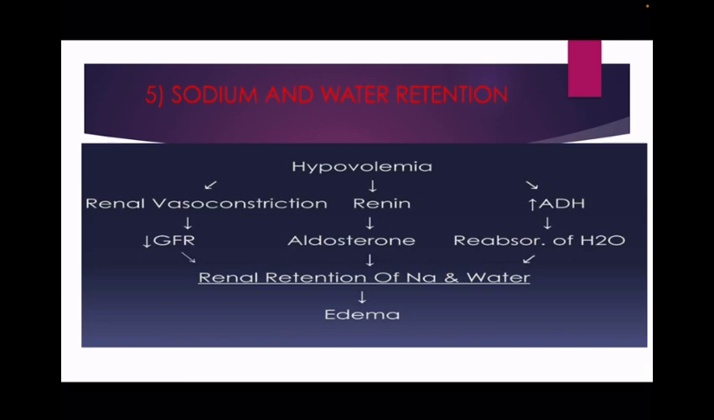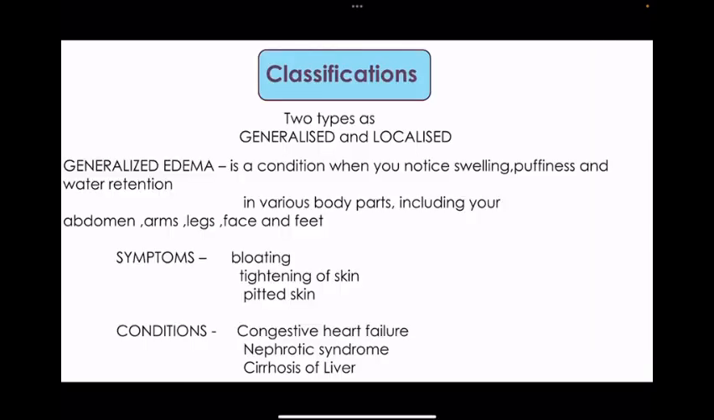It also causes secretion of renin, which causes secretion of aldosterone, thus also causing renal retention of sodium and water, thus causing edema. There is an increase in antidiuretic hormone, thus causing reabsorption of H2O, ultimately leading to renal retention of sodium and water, also causing edema. Now, classifications.